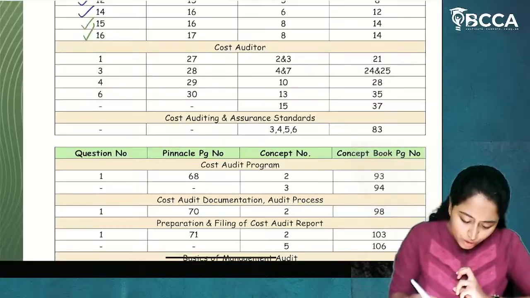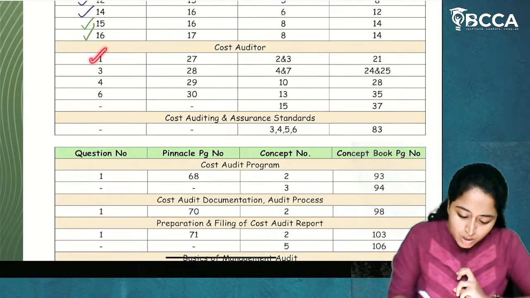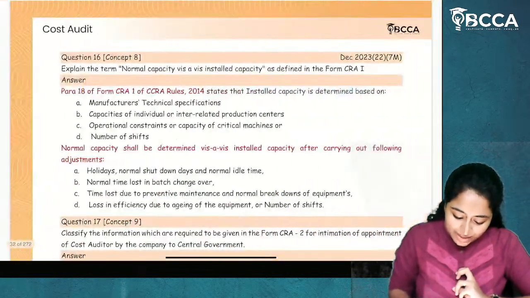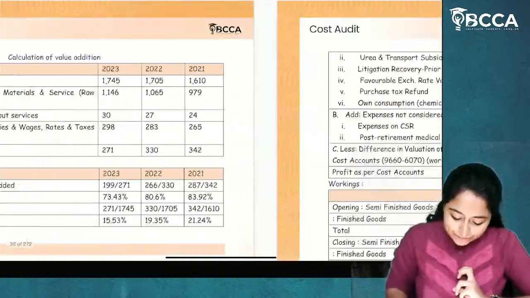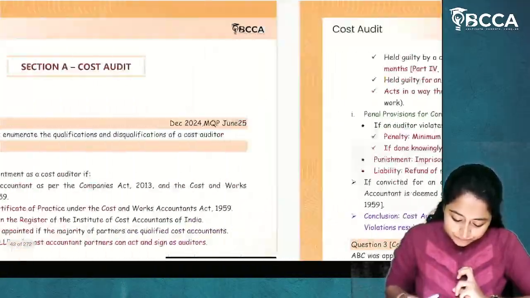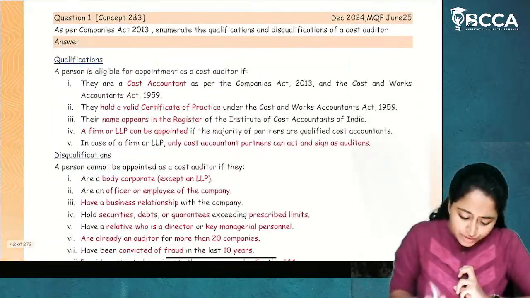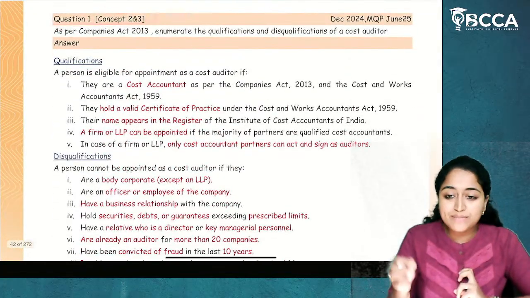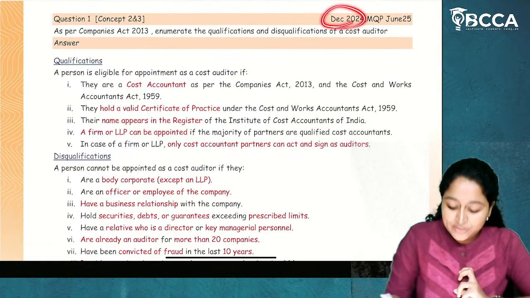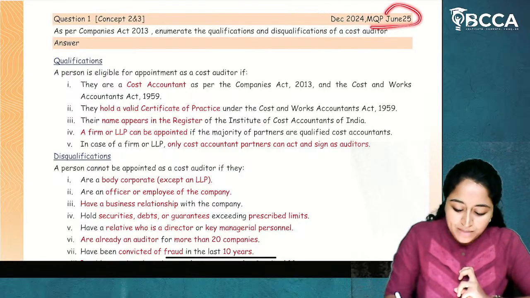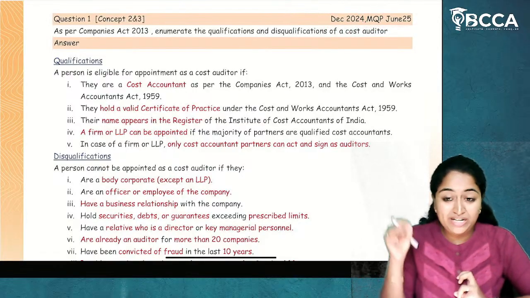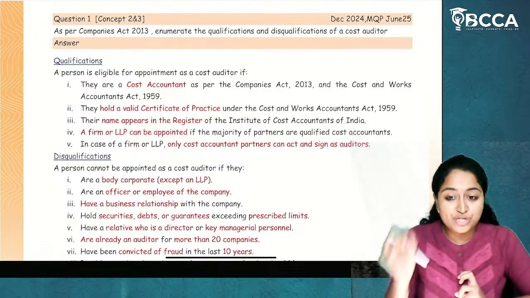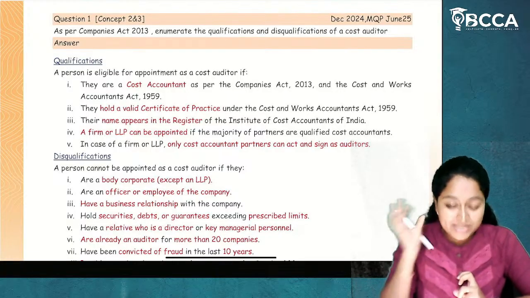Now, we'll see what questions are important. Now, question number 1. What is question number 1, and from which concept? Now, unit 3, cost auditor. Question number 1 is from concept 2 and concept number 3, which has been tested in the December 2024 attempt and the MQP of June 2025. So this is your mock question paper question, which is important for your examination.